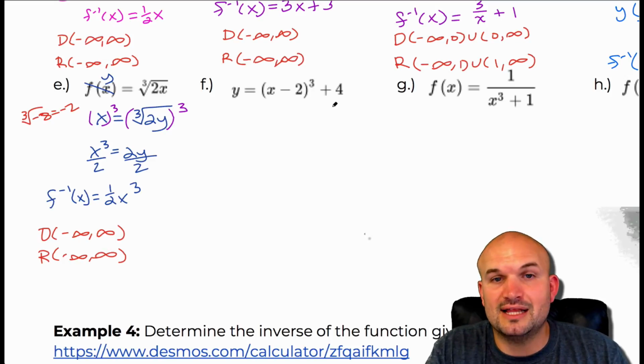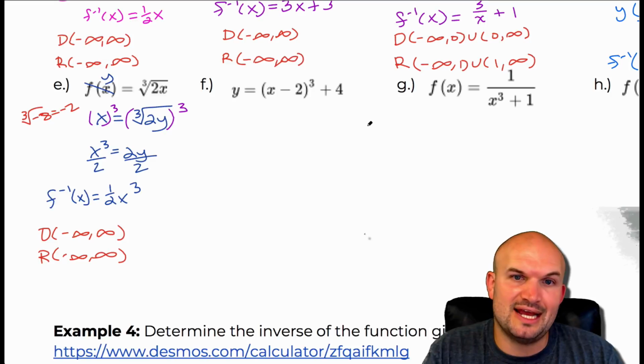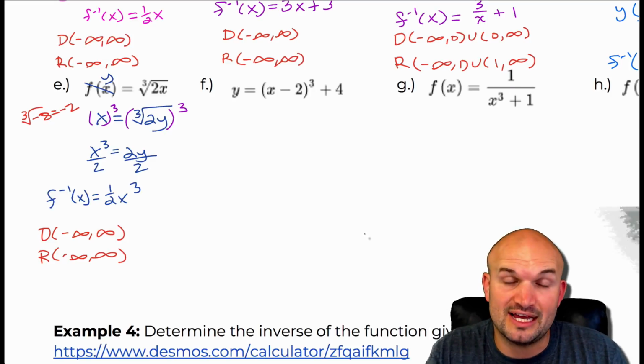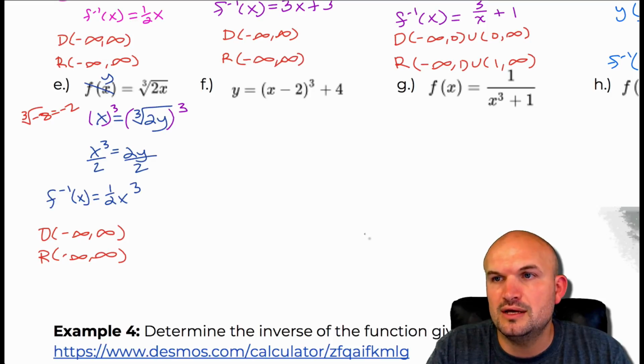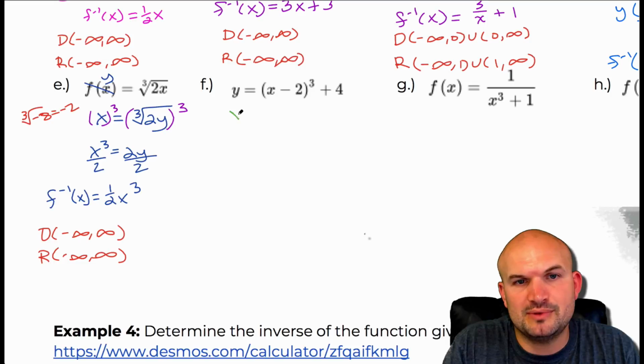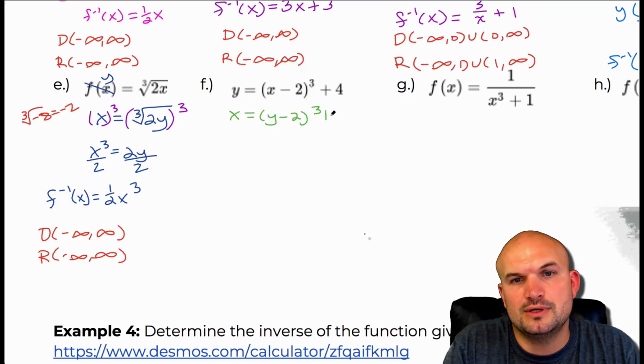All right, now let's get into this function, which is in vertex form of the cubic function. I kind of like this one just because it makes us follow the order of operations. Let's use green. So we swap our variables: x equals (y minus 2) cubed plus 4.